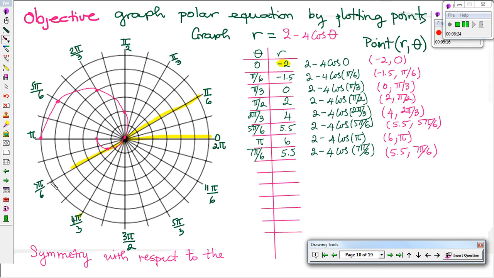So I'm looking for 7 pi over 6, and I'm looking for pi, so it will be right here. Now if you have noticed that 5 pi over 6 and 7 pi over 6, these 2 points have the same direct distance, the same r. So I can conclude that the symmetry for this graph is with respect to the polar axis.